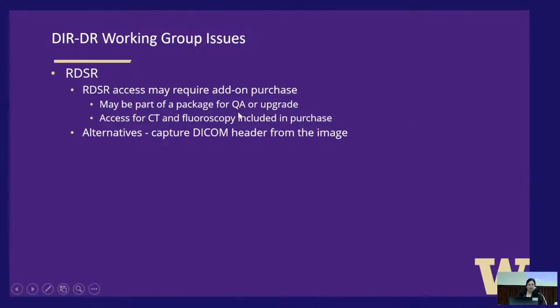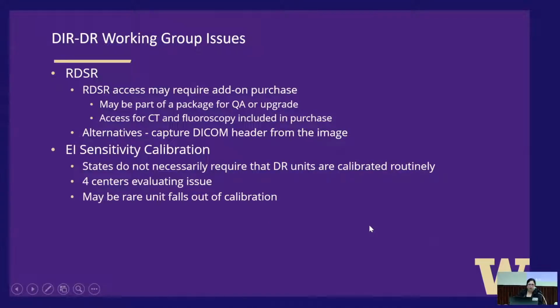It may be part of a package for QA or upgrade, and access for CT and fluoroscopy is included in the purchase. So you may have to buy it if you don't have it. Or as an alternative, you could capture the DICOM header from the image, and I don't know how you would send it to the DIR, but those are some issues that the DIR is working on.